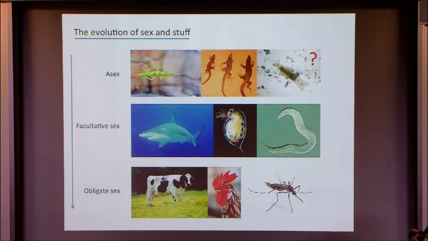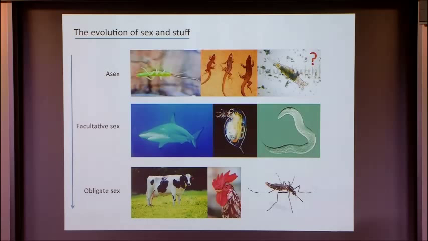The only possible exception are these guys, bdelloid rotifers, little microscopic animals, and it's claimed that they have been asexual for something on the order of 80 million years. They have very weird genomes, so it's possible that's true, or it's possible that their weird genomes are obscuring the fact that they're having sex. But generally, everything else that's asexual is young. A lot of animals are facultative, so they have sex some of the time, but not all of the time, and they sort of range.